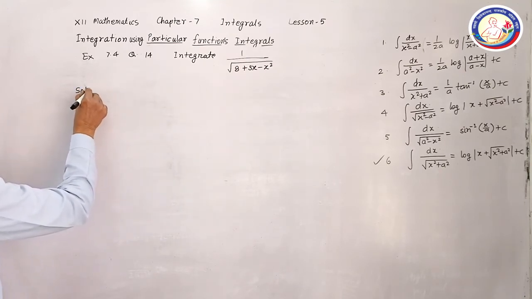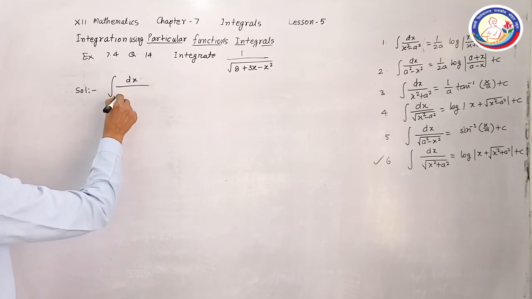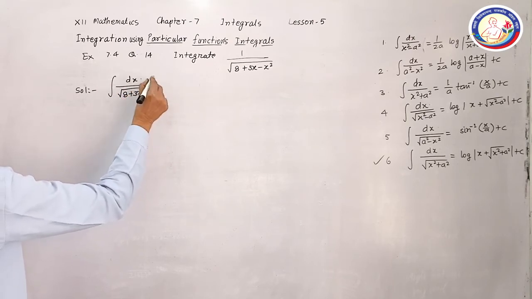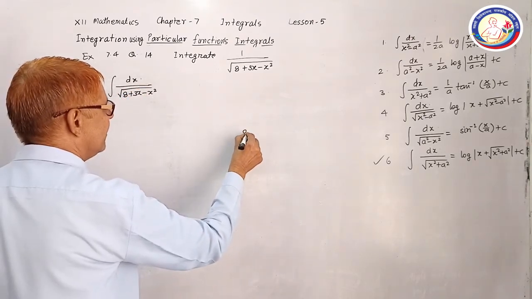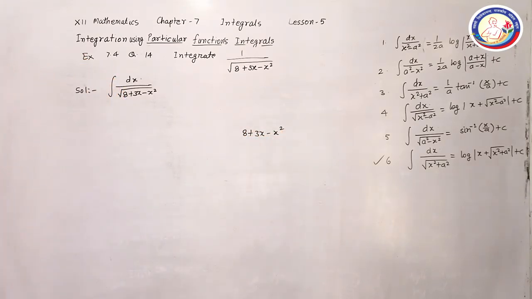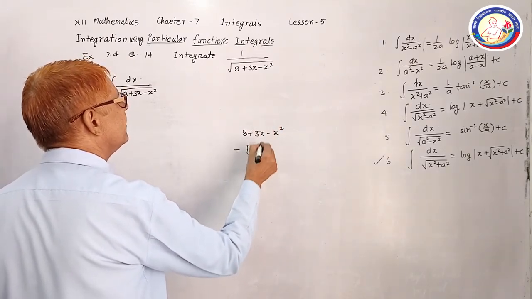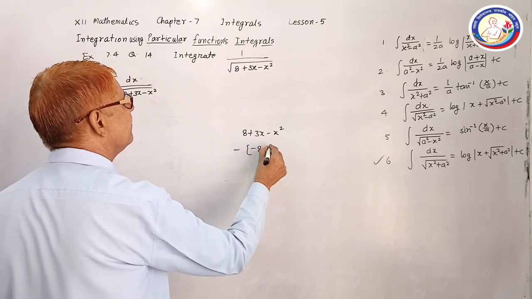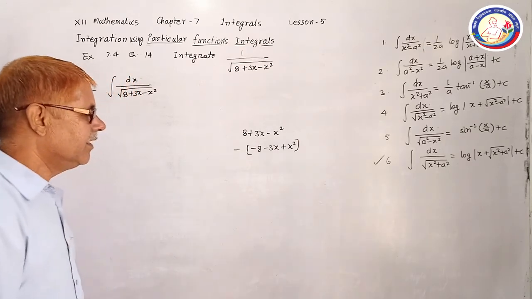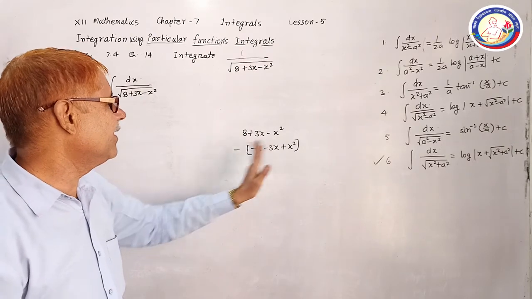So let us start the solution. It is integration of 1 upon square root of 8 plus 3x minus x square with respect to x. Now see here, 8 plus 3x minus x square. First make x square positive. Take negative sign outside. It will be minus of x square minus 3x minus 8. See here, the coefficient of x square is minus 1, so I have taken minus 1 outside.